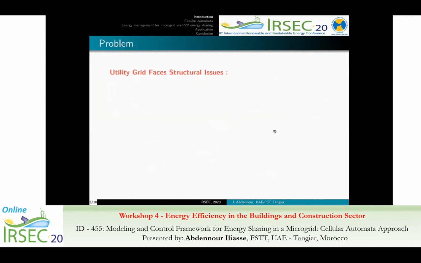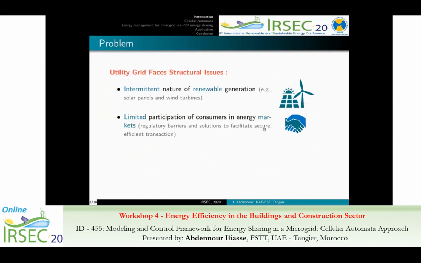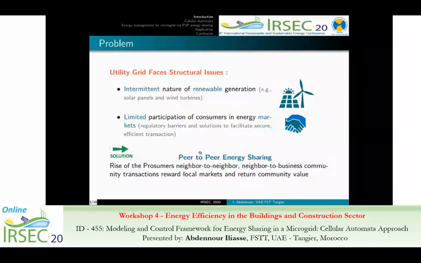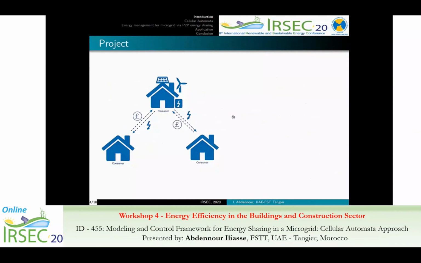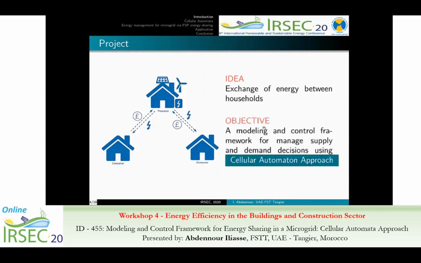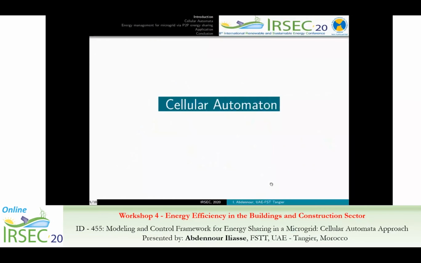But there are still some problems related to the exploitation of renewables at a small scale for generation. The first one is the intermittent nature of renewable generation, and the second is limited participation of consumers in the energy market. So the concept of peer-to-peer energy sharing can offer a possible solution to that problem. The idea is very simple: connect several households so they can exchange energy between each other.